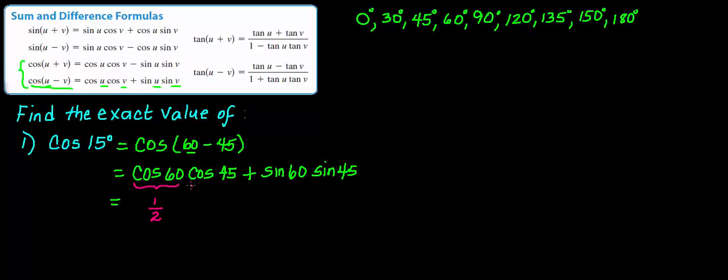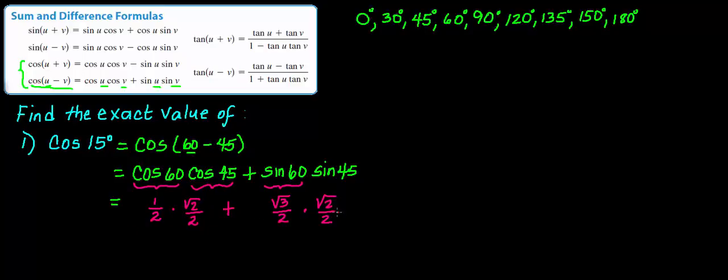I take the cosine of 45, and instead of writing cosine of 45, I'm going to multiply by the cosine of 45, which is square root of 2 over 2. Then I have my plus sign, so bring that down. Then I have the sine of 60. What's the sine of 60 degrees? It's the square root of 3 over 2, times the sine of 45, which is the square root of 2 over 2.